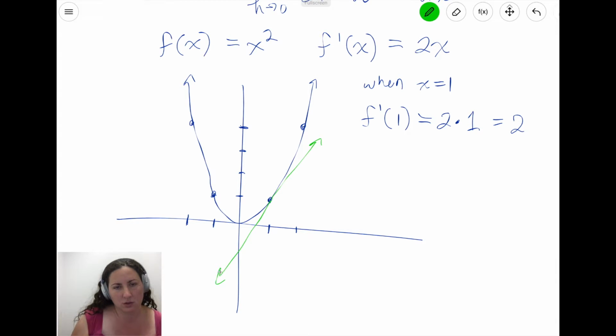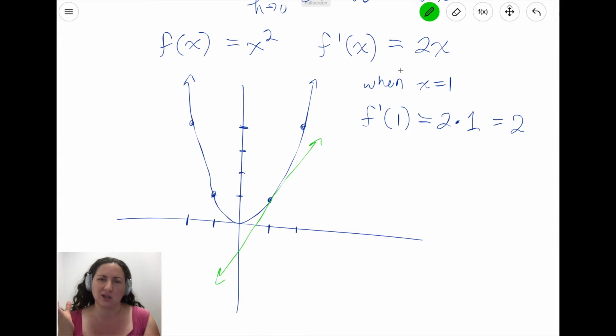And that looks quite plausible, right? So this green line that I drew certainly looks like it could have a slope of 2. That's what the derivative formula is telling us. It's telling us that if you choose a specific value of x, you go to that point on your function, the tangent line will have that slope at that value. Let's try it for another value.